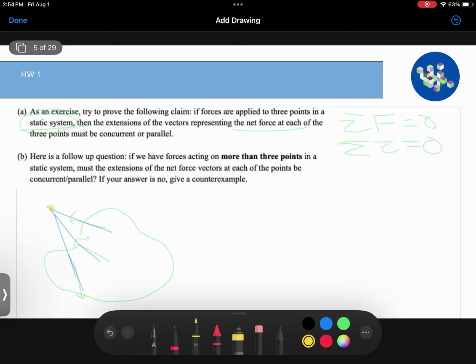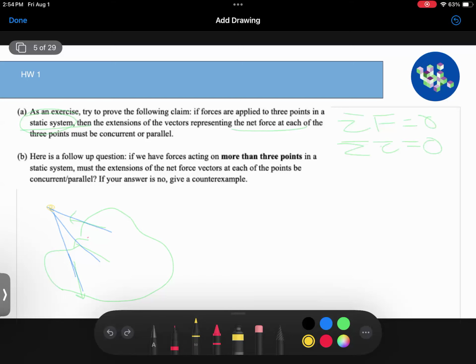The condition we're given is that the sum of the forces is 0 and the sum of the torques is 0. Okay. And we want to prove that the extensions of the vectors representing net force must be concurrent at this point over here. So how do we prove this?